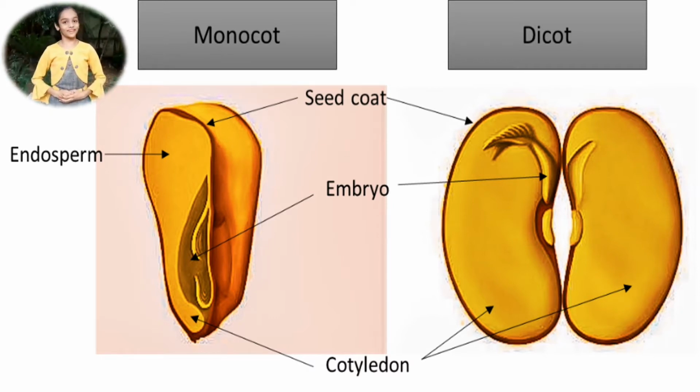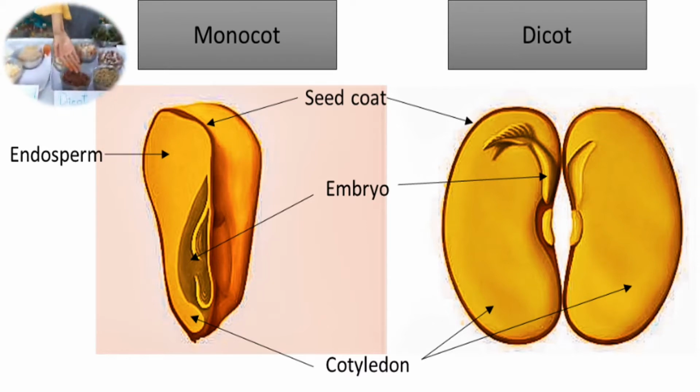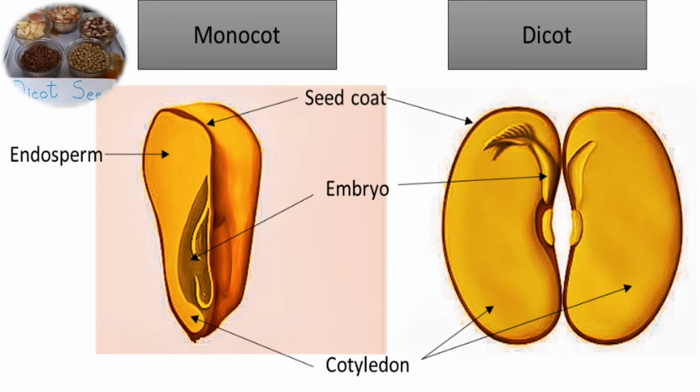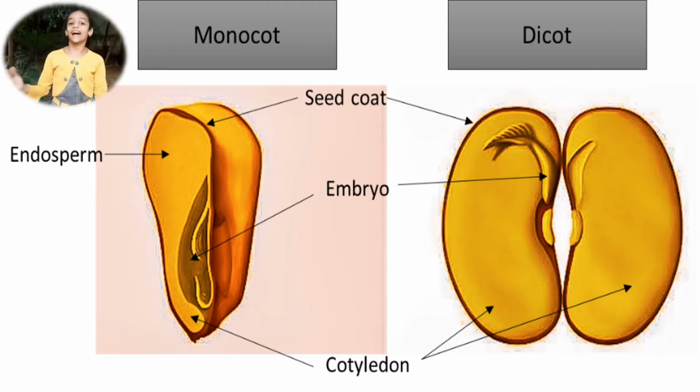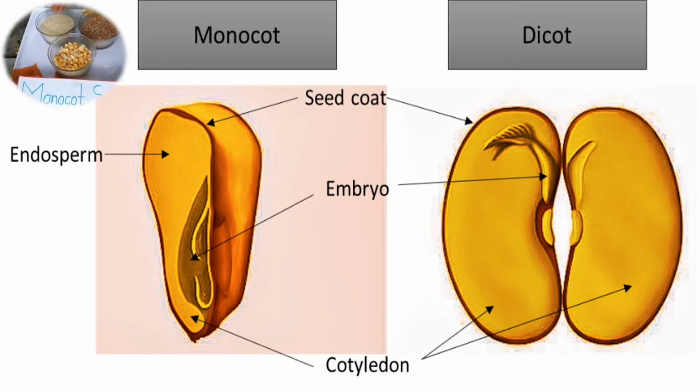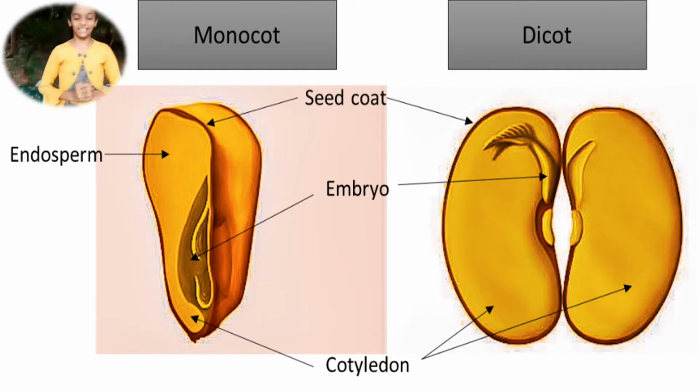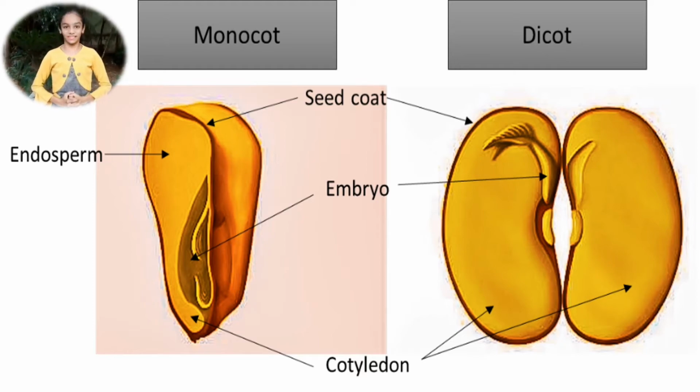Let's learn about it. Dicot seeds: seeds of some plants like gram, peas, beans, etc. have two seed leaves and are called dicot seeds. Monocot seeds: seeds of some plants like maize, wheat, rice, etc. have one seed leaf and are called monocot seeds.